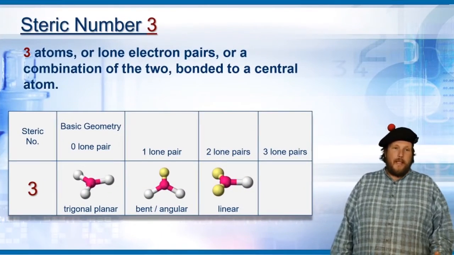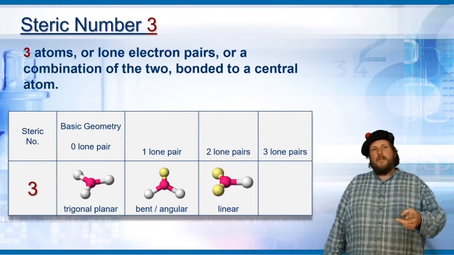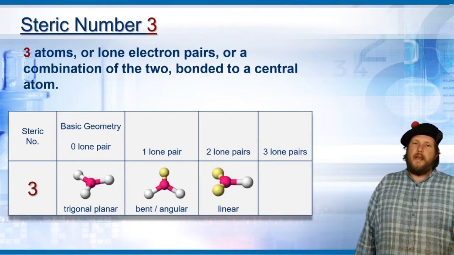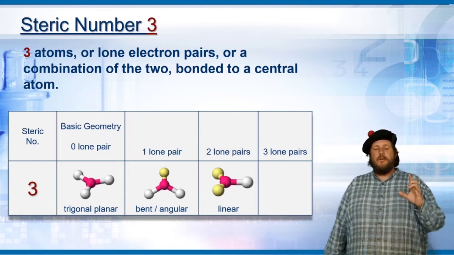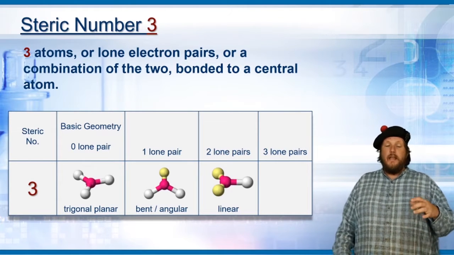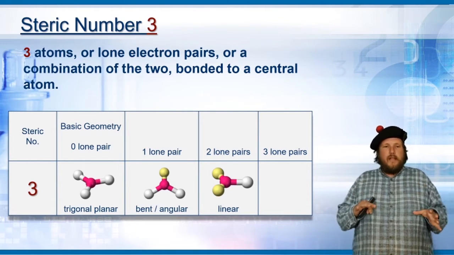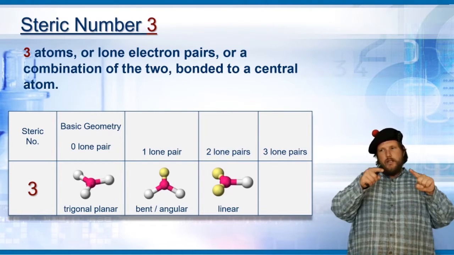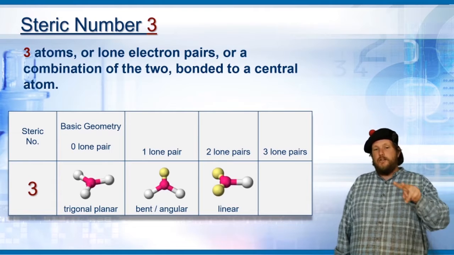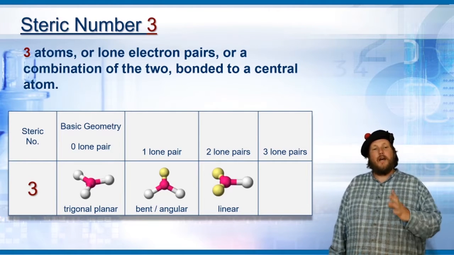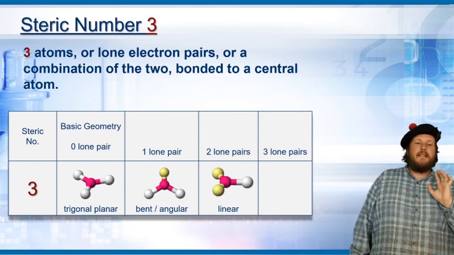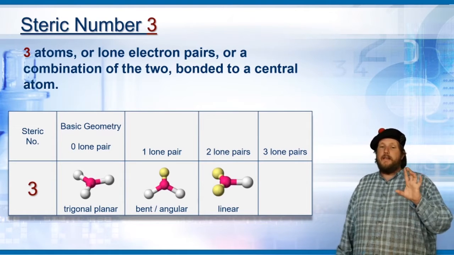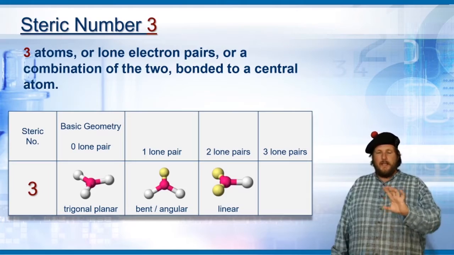Steric number of 3. So this means 3 atoms or lone electron pairs, or a combination of lone pairs and bonded atoms on a central atom. So this is called a steric number of 3. If they're all atoms, this is trigonal planar. If it's 1 lone pair, we're going to get a bent or angular shape. If it's 2 lone pairs, it's going to be linear. Now the electron geometry is still going to be trigonal planar, but the molecular geometry is linear.